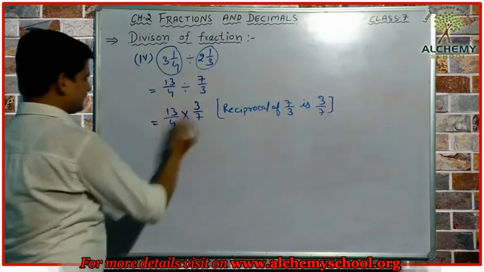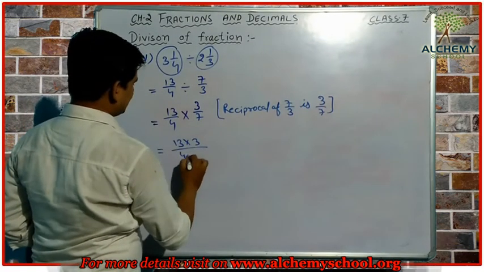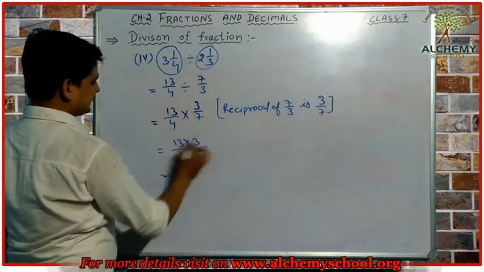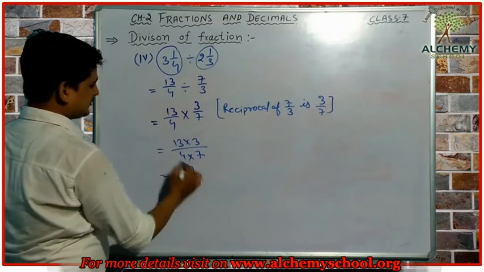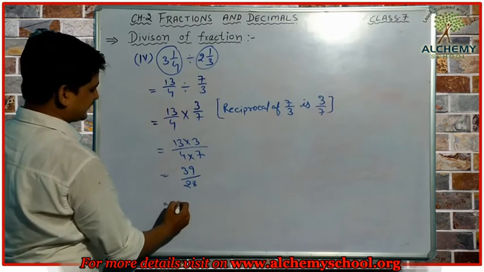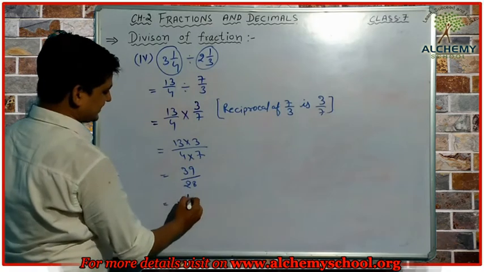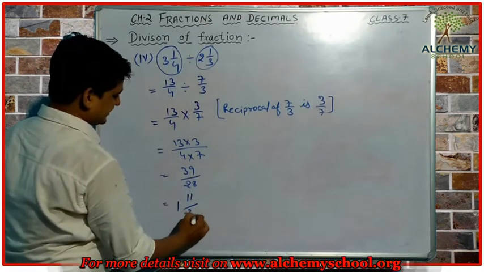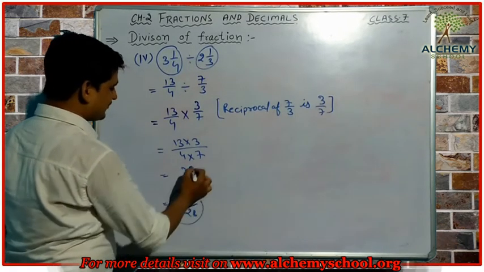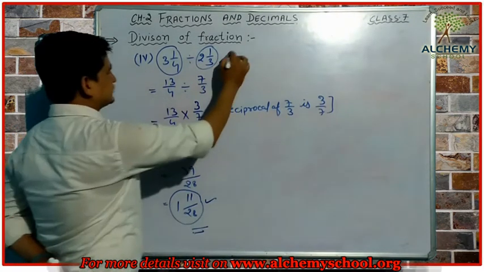Okay. Now simply we can multiply them. 13 into 3 and 4 into 7. 13 3s are 39 and 4 7s are 28. Simply we can write, 28 1s are 28, 39 minus 28 is 11. So we can write 1 and 11 upon 28. That is the mixed form of 39 upon 28. Okay. So this is the answer of this question.